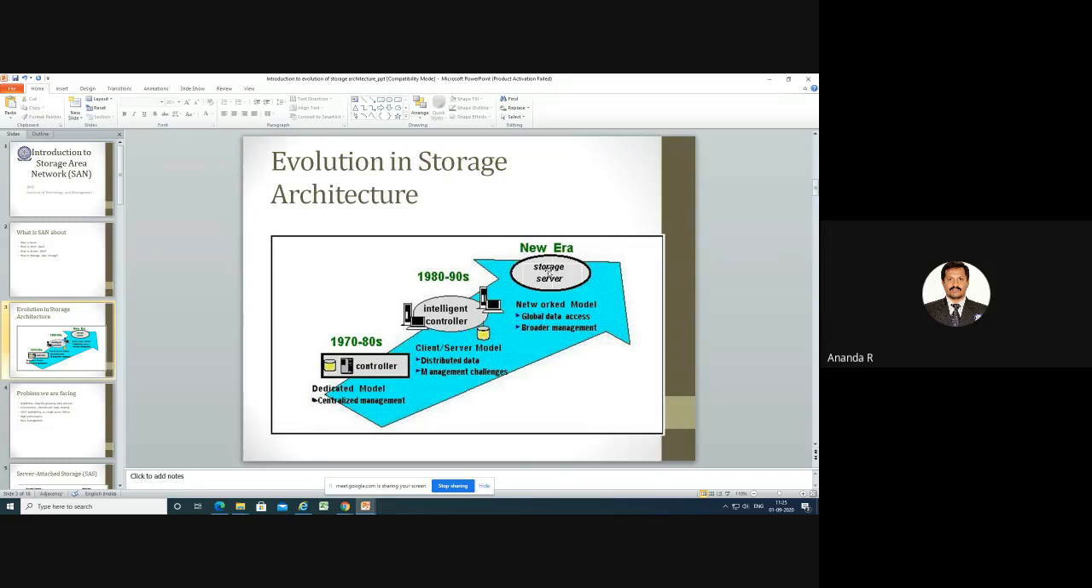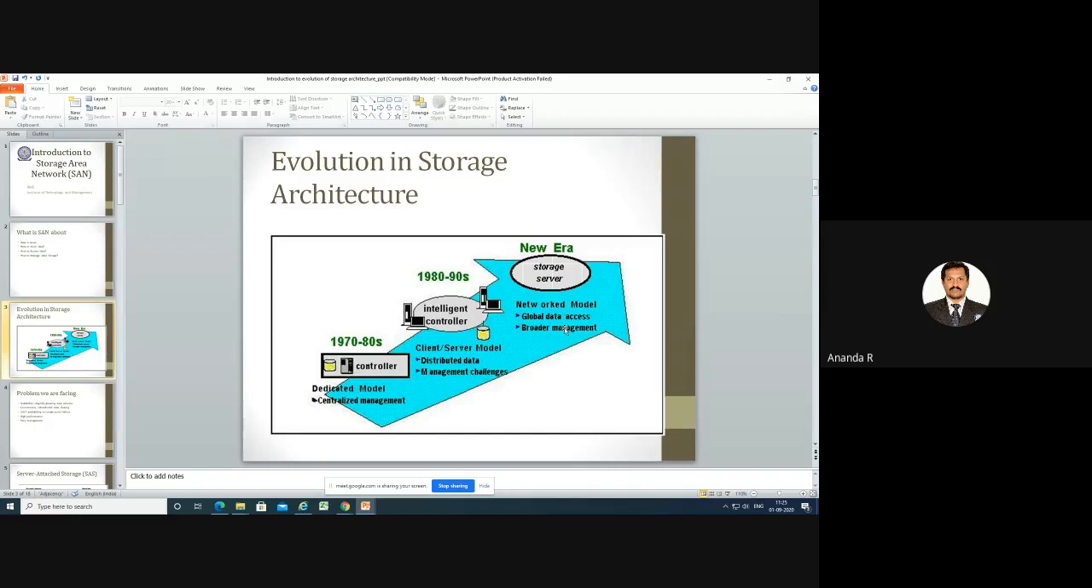So that is how we use our storage area network for distributed systems. Where we have a networked model, global data access, and broader management, all of this comes under this new era of a system. This is how the evolution of storage architecture is happening.